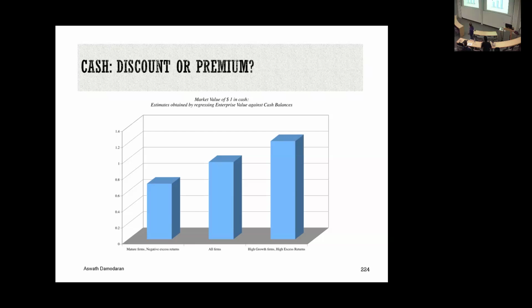The first group, the mature companies which earn less than the cost of capital, it's a bit of a puzzle, right? Let's say I'm the manager of that company, and I come to you and you're my advisor/consultant. I say, look, I'm trading at a big discount. I have this big cash balance. How do I make the discount go away? What should your advice to me be?